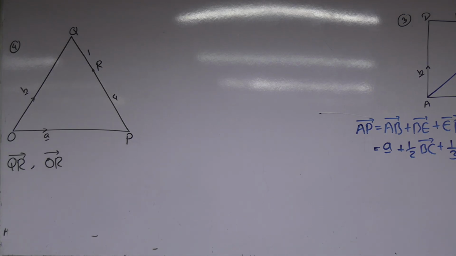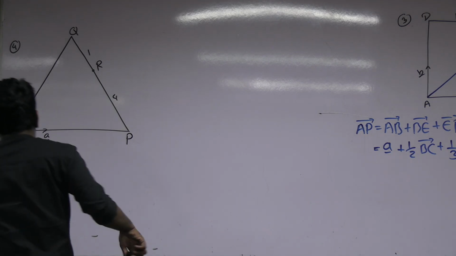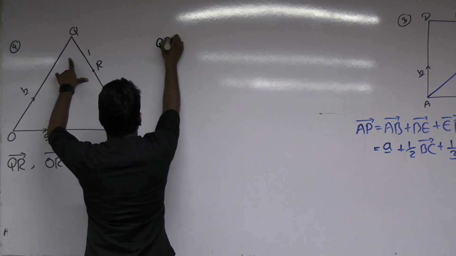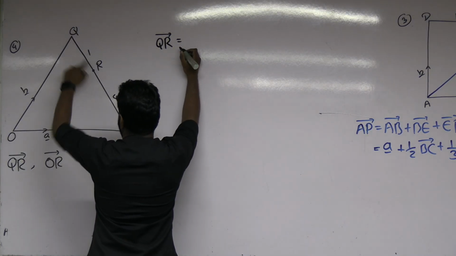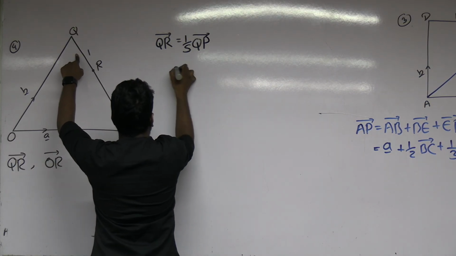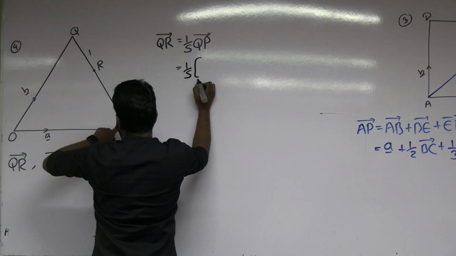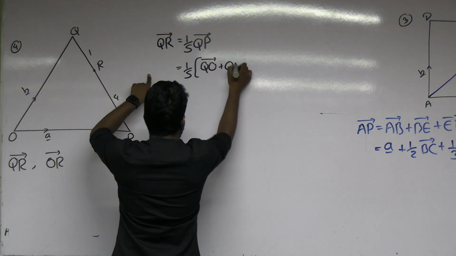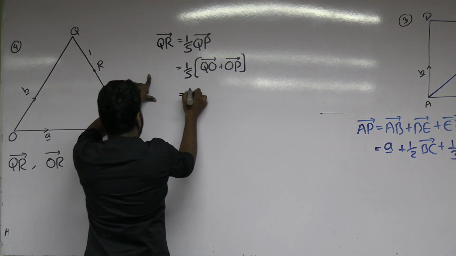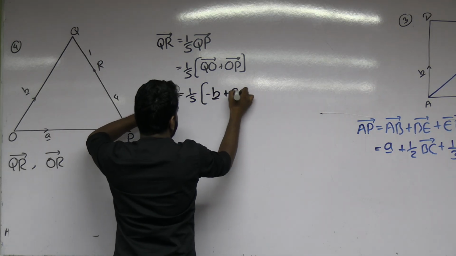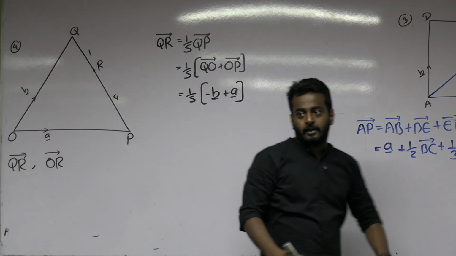Okay, so we'll start with question 4. There we are supposed to find QR. We don't have any equal vectors here, so I can write QR as a portion of QP. QR equals 1 over 5 QP, since this is 1 and this is 4. QP can be written as QO plus OP. QO is minus B, so it's 1 over 5 of minus B plus A.